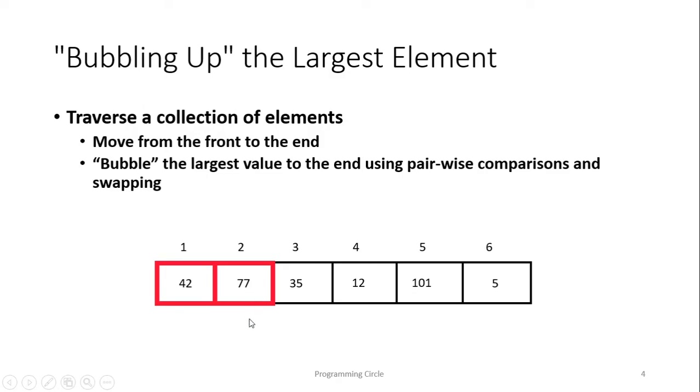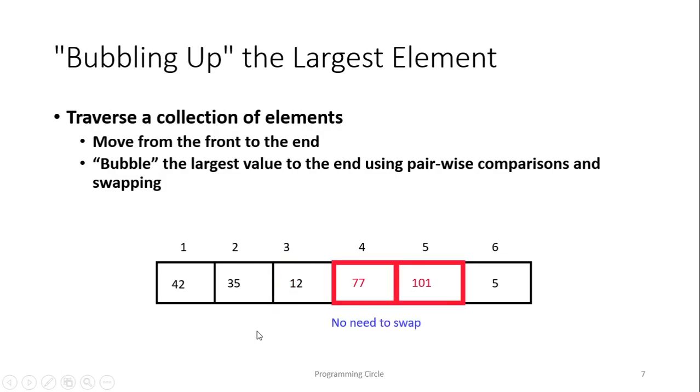Similarly, this two-element window will slide from one position to another until the end, and it will keep swapping the greater element into the second position. So 77 and 35 will be compared and swapped, and 35 will occupy 77's position. The swapping will continue. Here it is already in order, so there is no need to swap again. Finally 101 will occupy the last position.